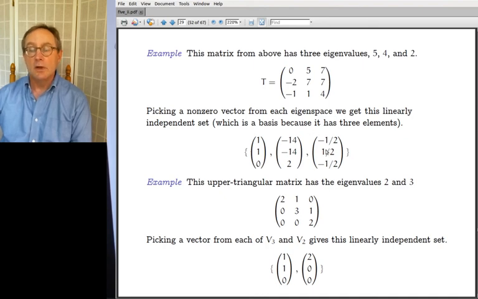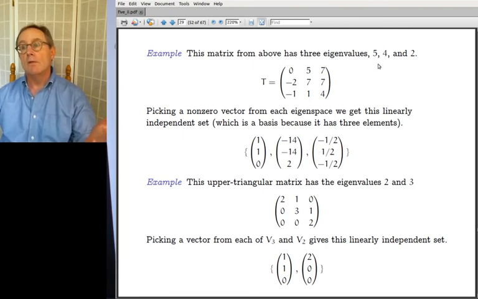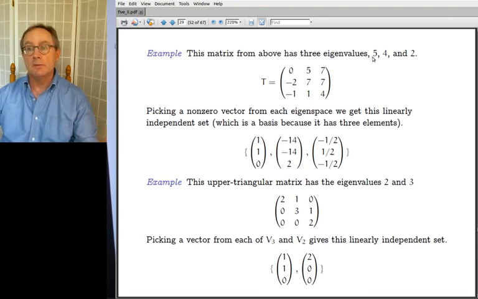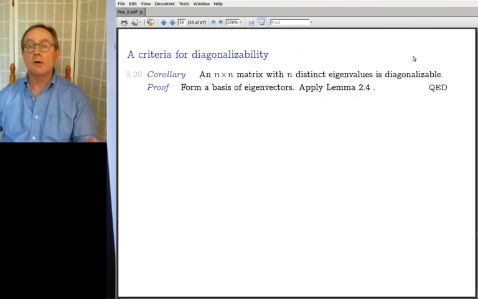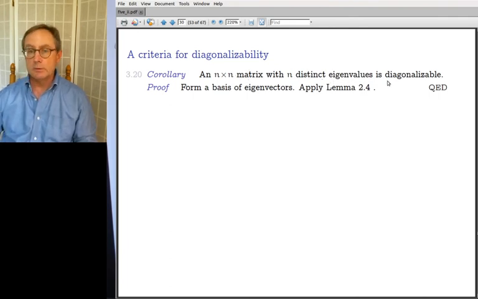So it's a basis. And now we saw, of course, it was some time ago now, that if there's a basis that acts in this way, T of beta 1 is 5 times beta 1, T of beta 2 is 4 times beta 2, T of beta 3 is 2 times beta 3, why then you have diagonalizable. So this is our criteria for diagonalizable. An n by n matrix with n distinct eigenvalues is diagonalizable.